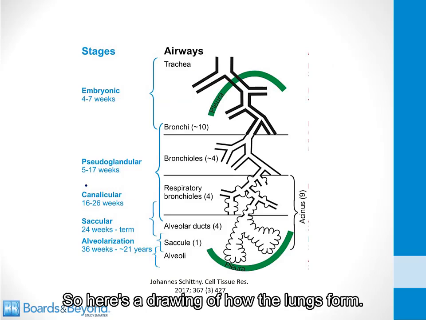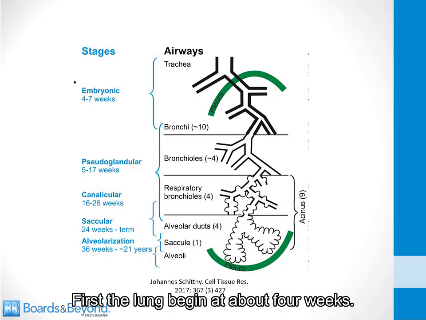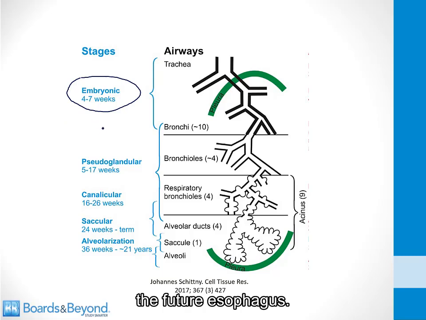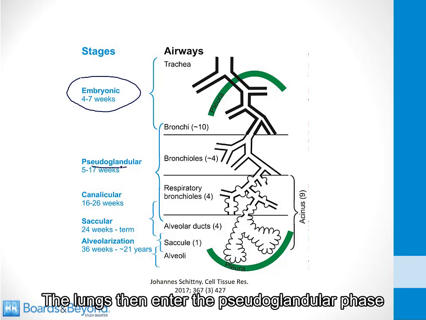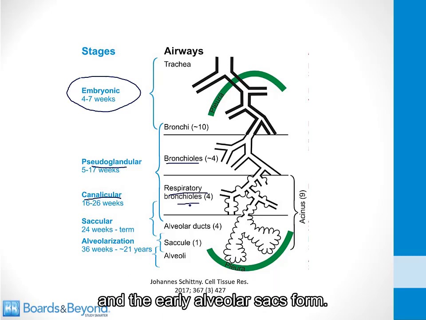So here's a drawing of how the lungs form. You can find similar drawings in your textbooks. First, the lungs begin at about 4 weeks. That's when that bud comes off the foregut, the future esophagus. The lungs then enter the pseudoglandular phase, where the bronchioles are formed, then the canalicular phase, where the respiratory bronchioles and the early alveolar sacs form.